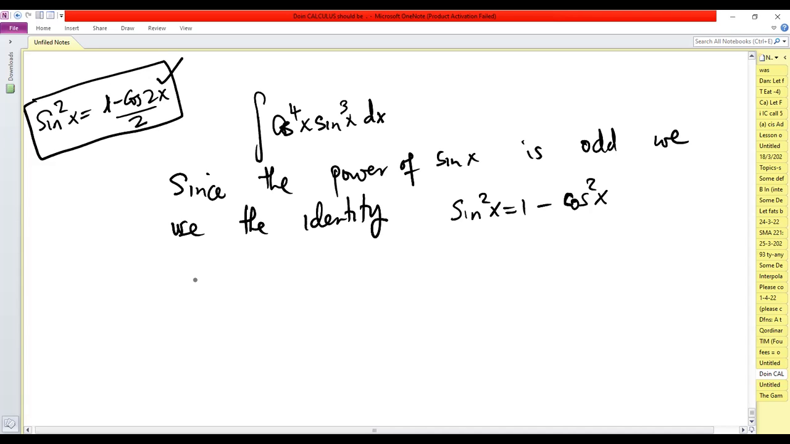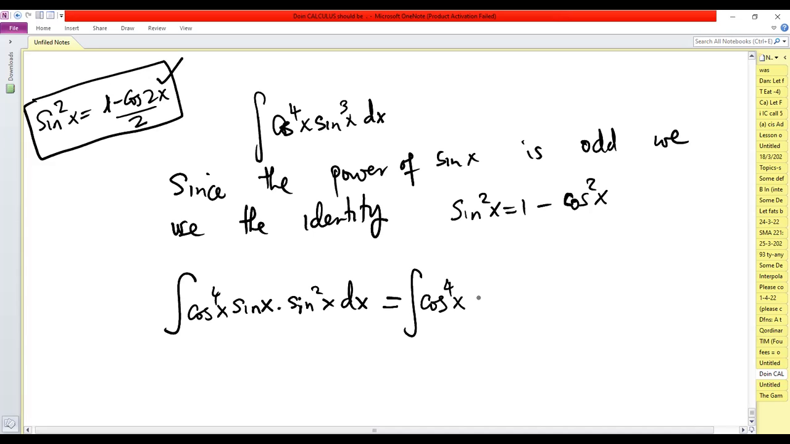Now, we'll have the integral of cos power 4 x sine power 3 x. This can be written as sine of x times sine squared x dx. I have not changed anything; I'm just breaking sine power 3 into sine power 1 and sine power 2. So this will be the integral of cosine power 4 x times sine of x, and then instead of sine squared, we write 1 minus cosine squared x, and then dx.